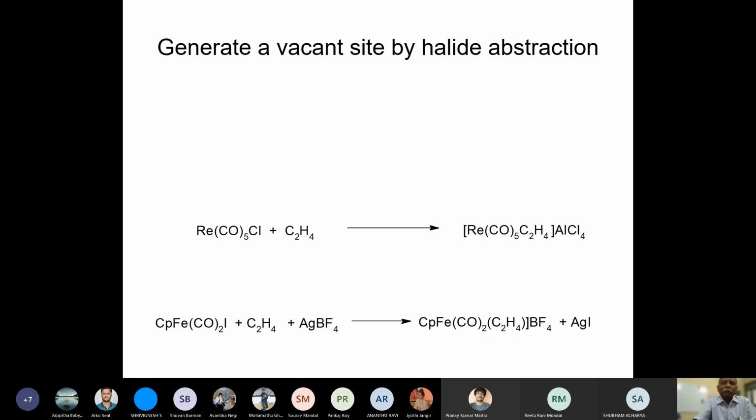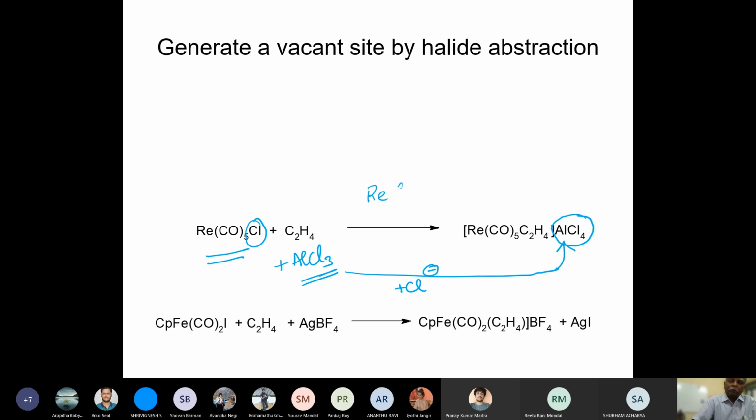The synthetic methodology that is used is in the last category. Basically, in this particular instance, I want to remove a chloride from the coordination sphere of ReCO5, and I have done that here with AlCl3. AlCl3 will remove a Cl minus and form AlCl4 minus. Okay, so this plus Cl minus generates AlCl4 minus, and that generates a vacant coordination site. And that is occupied by ethylene.